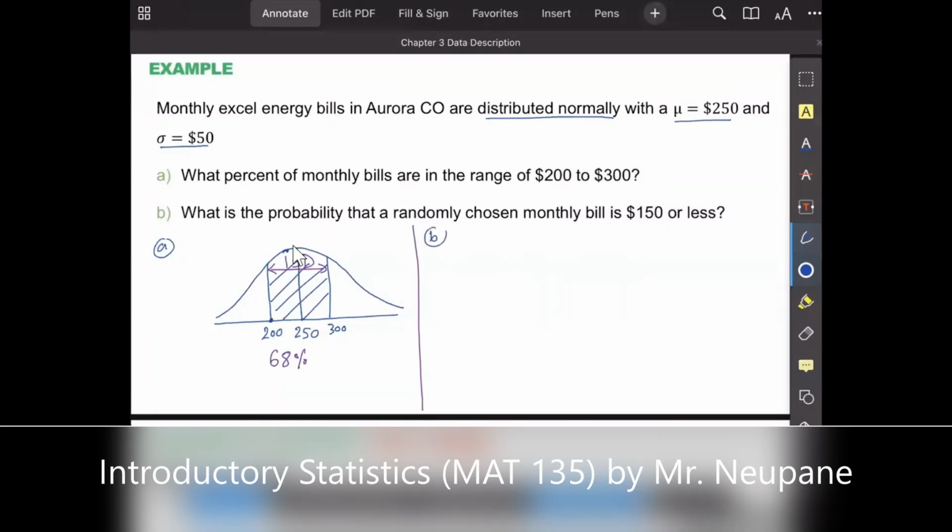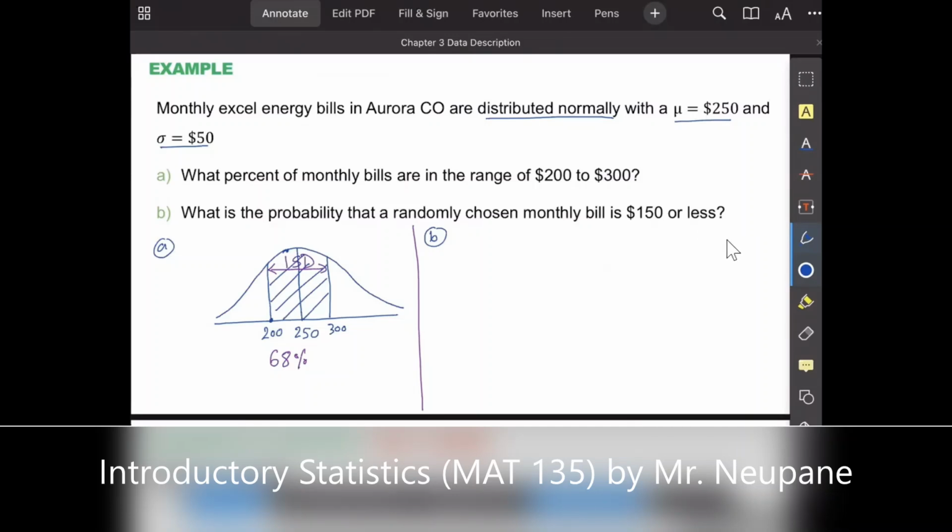B must be beautiful. Let's find it out. In B, what they asked is, what is the probability? When we say percentage, we write like this, 68%. Now, when we say probability, we write this in decimal, like 68% will be 0.68. That is the difference. What is the probability that a randomly chosen monthly bill is $150 or less?